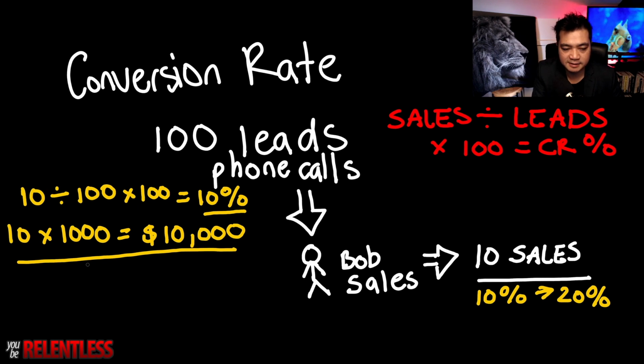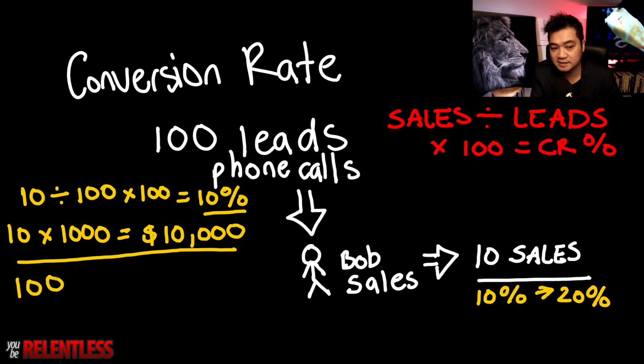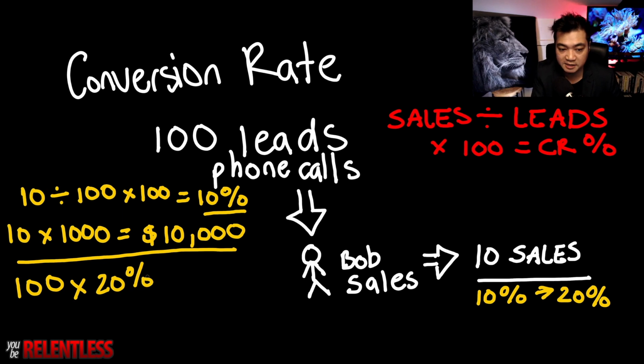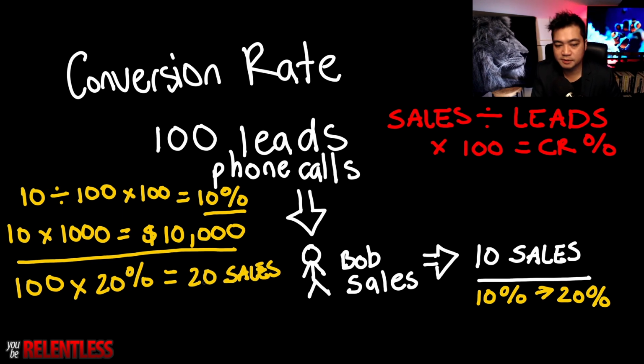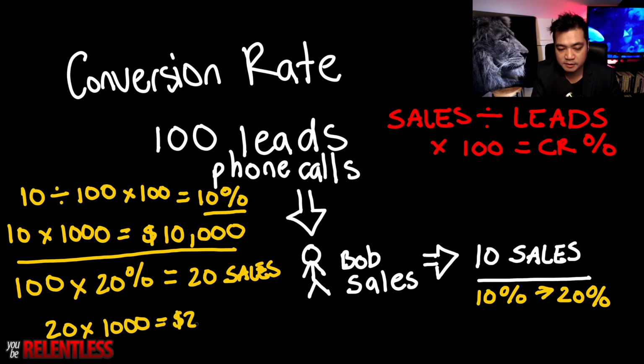So let's say that we got 100 leads. Okay, so 100 phone calls again. Another month he gets another 100 phone calls. But this time, because Bob is now trained, he's got a 20% conversion rate. He doesn't have 10% anymore, but he's got a 20% conversion rate. That means essentially he's going to get 20 sales. He's got 20 sales now. So because his conversion rate's improved, 20 times $1,000 is now equal to $20,000.